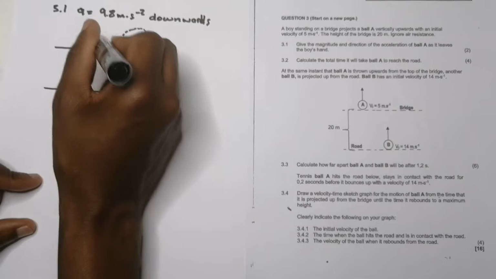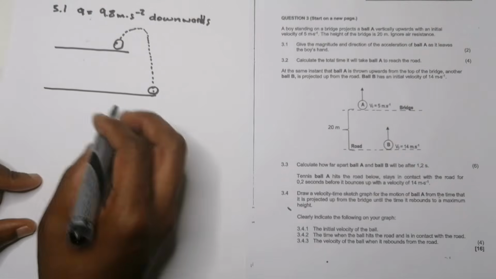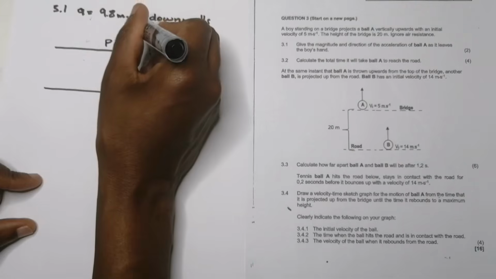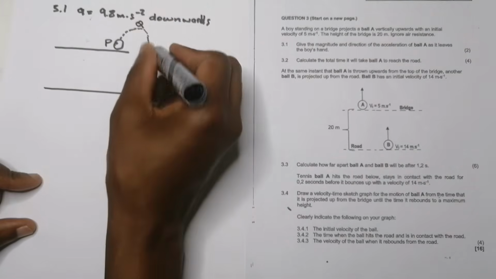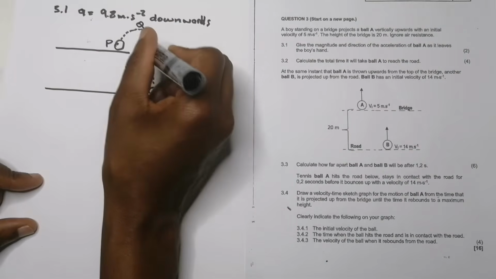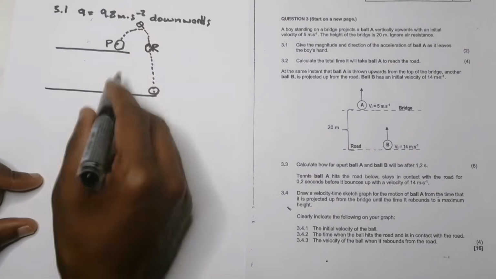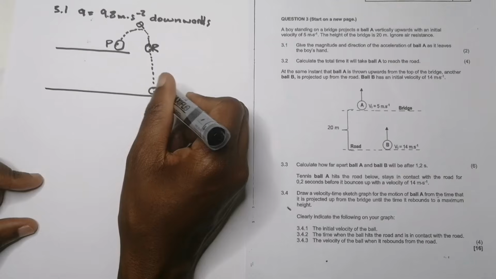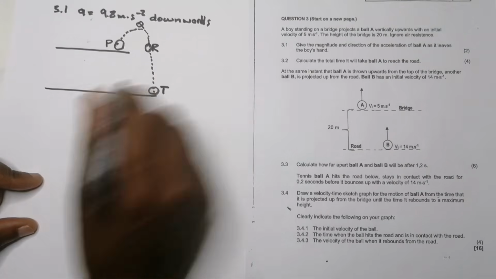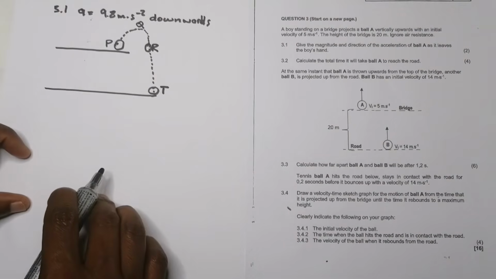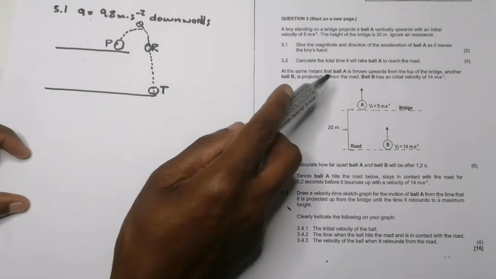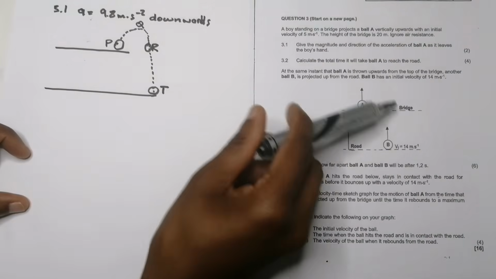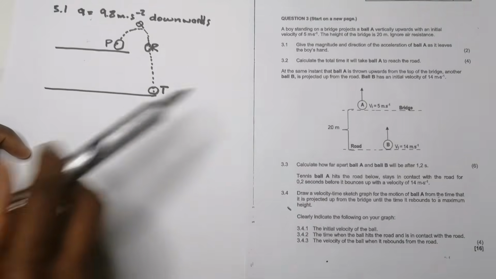So let's call this position here position P. I'm going to call that position Q. I'm going to call that position R, which is the point when it returns and passes the same point again. And let's call that T. So for ball A, they wanted me to find out how long it will take to reach the ground.